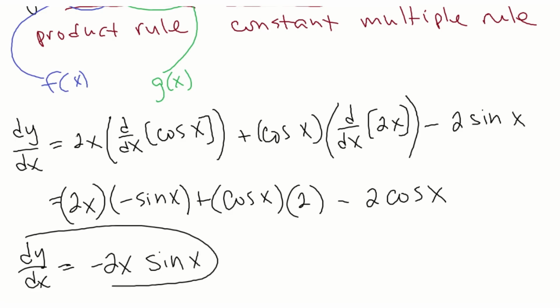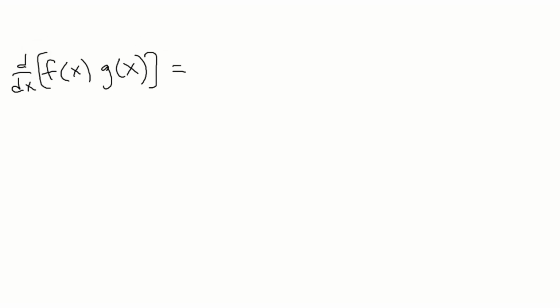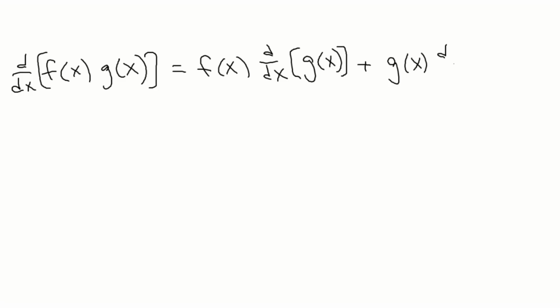So to recap the product rule, whenever you're multiplying two functions of x, the derivative of the product, f of x times g of x, is equal to f of x times the derivative of g of x plus g of x times the derivative of f of x.